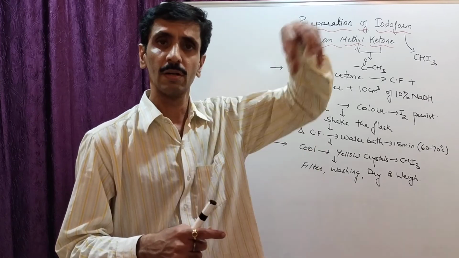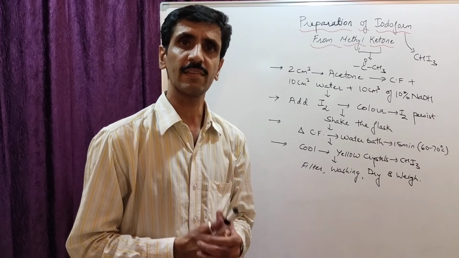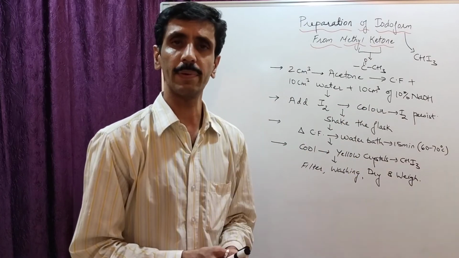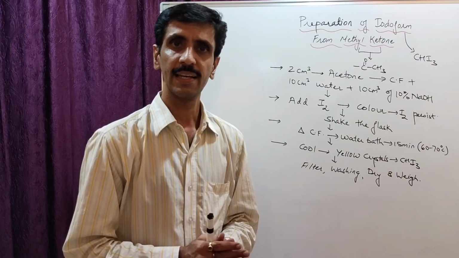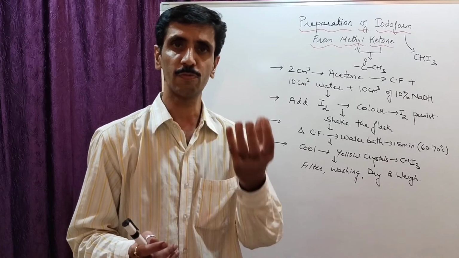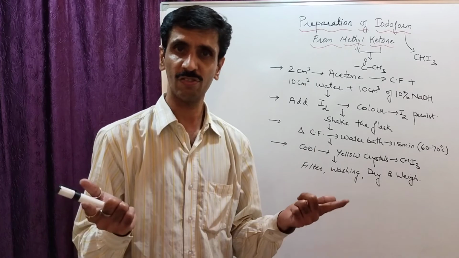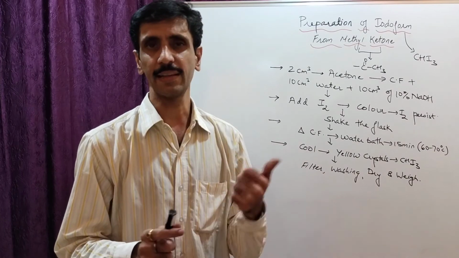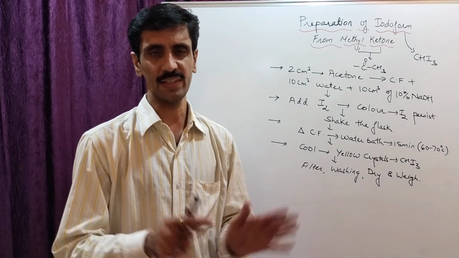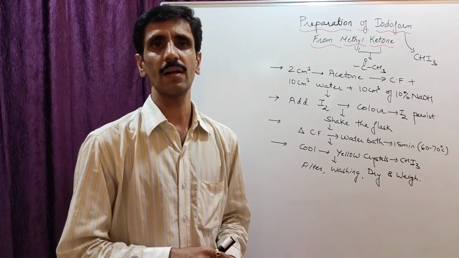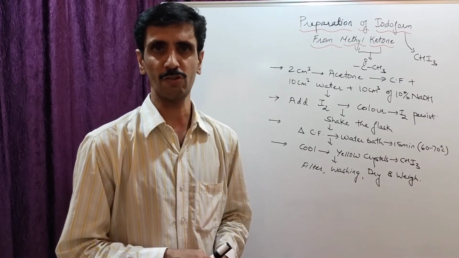Next, remove the conical flask. Bring it out of the water bath, cool it, and you can see the yellow crystals being developed. You filter it, give some washings, dry it, and then finally weigh it. This is the simple procedure of iodoform formation.